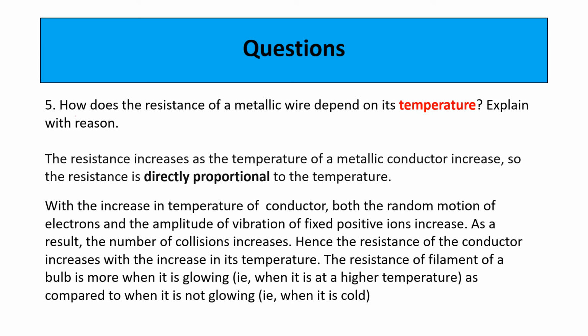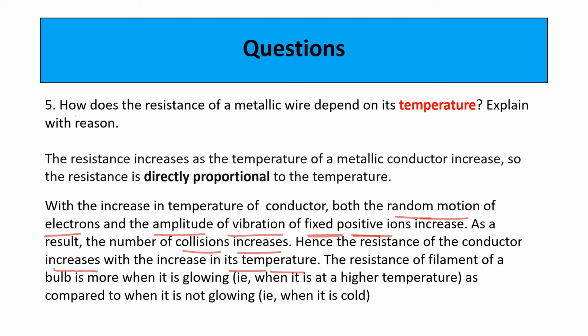How will you explain this? With the increase in temperature of the conductor, both the random motion of the electrons and the amplitude of vibration of fixed positive ions increase. As a result, the number of collisions increases. Hence, the resistance of the conductor increases with the increase in its temperature.